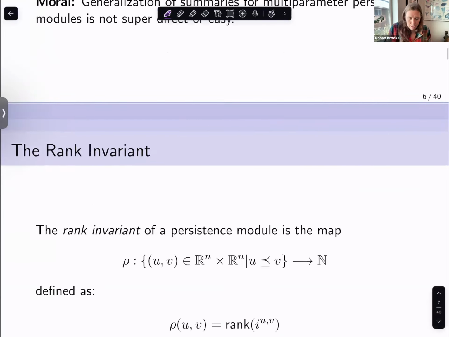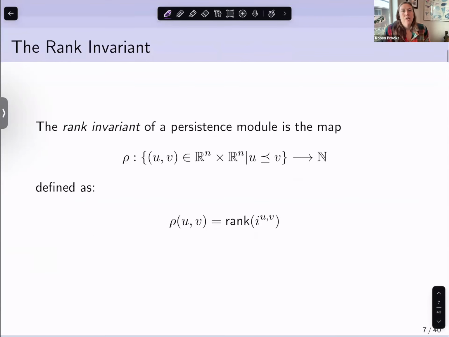One such partial invariant is something called the rank invariant. This is a function that is defined for comparable pairs U, V in the parameter space. The value of the rank invariant for U, V is going to be the number of linearly independent homology classes which persist from U to V. This is not unique. It's possible for 2 persistence modules to have the same rank invariant but not be isomorphic. But at the very least, if you have 2 different rank invariants, then you're going to have 2 non-isomorphic modules.